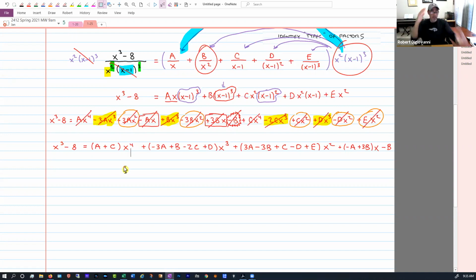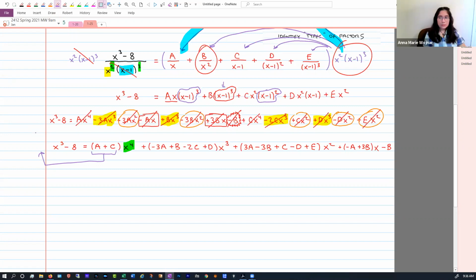All right, now it's time to match coefficients. So we look on the left side, we look on the right side, we try and match. On the left side, do we have an x to the fourth? We do not, right? That means that the A plus C has to be equal to what? 0, because we're really looking at this as being like a 0x to the fourth out here. So anytime that variable doesn't appear on the left side, you'll just set those to 0. So A plus C must be 0.